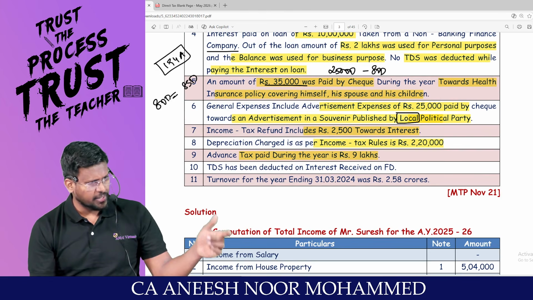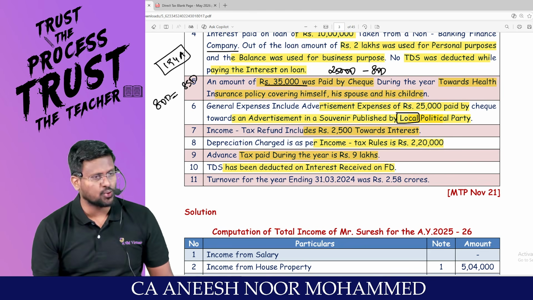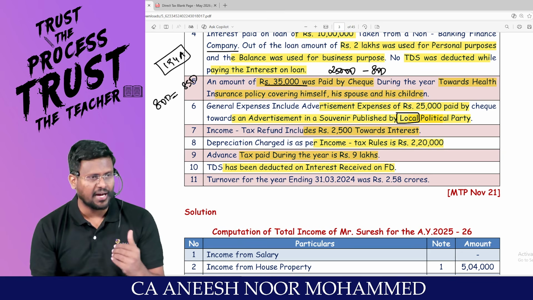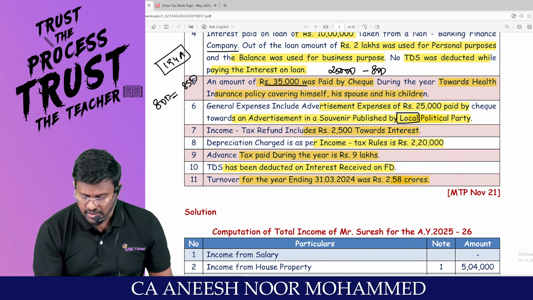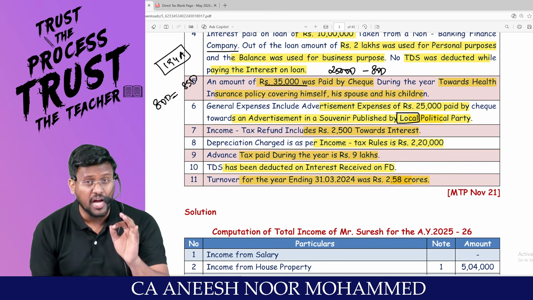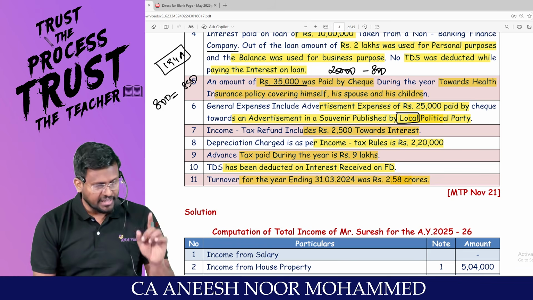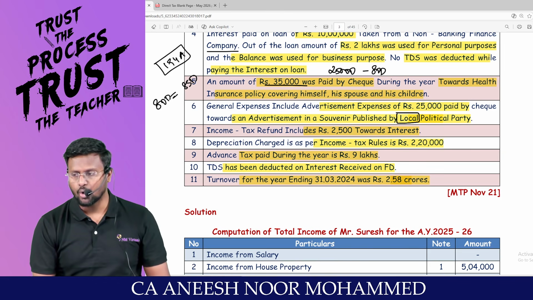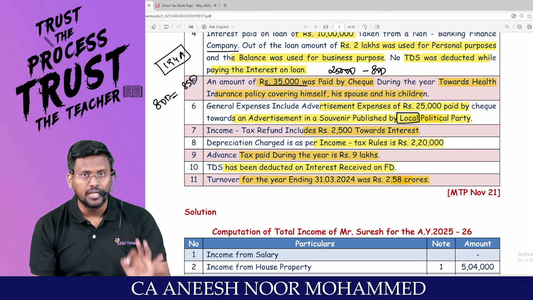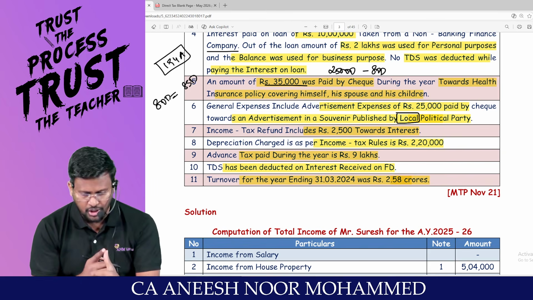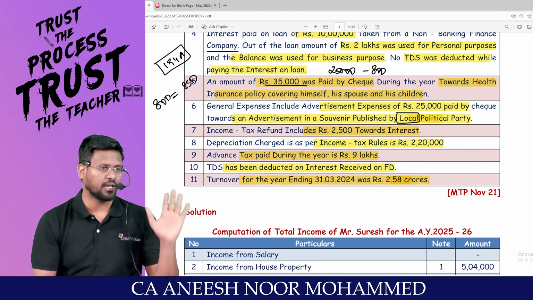After you calculate the tax payable, reduce the advance tax, and you will get the remaining tax payable. TDS has been deducted on interest received on FD. 10% TDS would have been deducted under section 194A. Turnover for the year ended 31/3/2024 was 2.58 crores. That means the benefit will not be available, because in the immediately preceding previous year, in case of an individual or HUF, if the turnover does not exceed 1 crore in case of business or 50 lakhs in case of profession, there is no need to deduct TDS under 194H, 194I, 194J, 194A, 194C and so on.